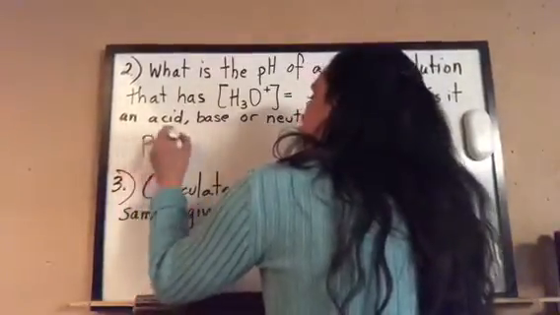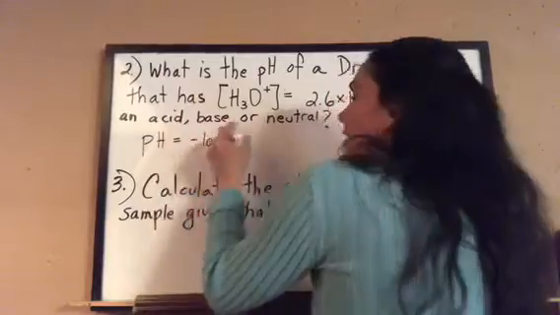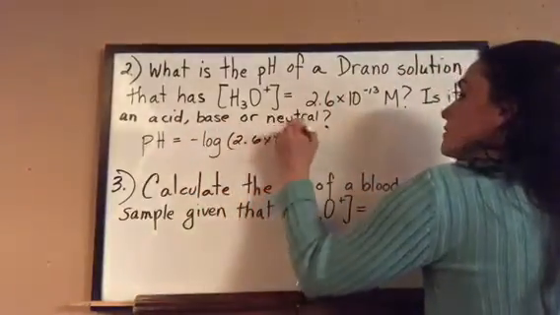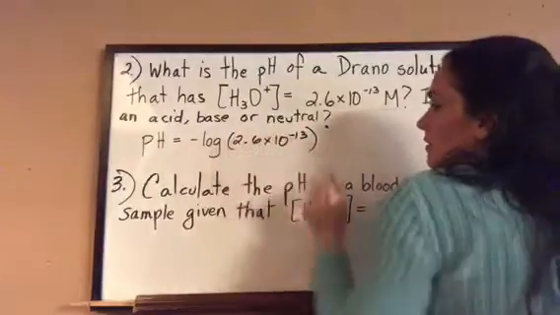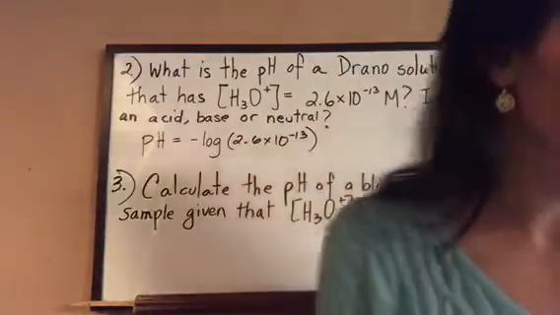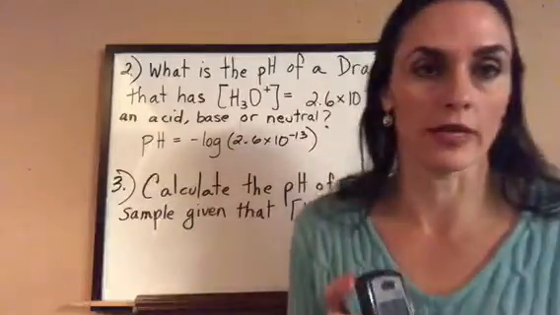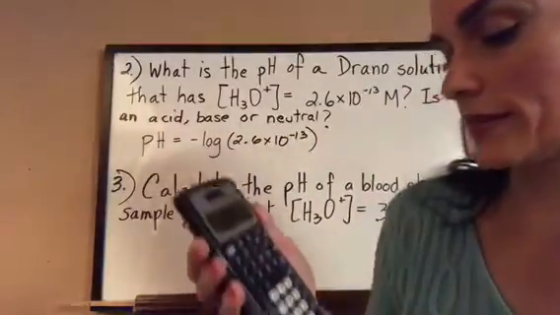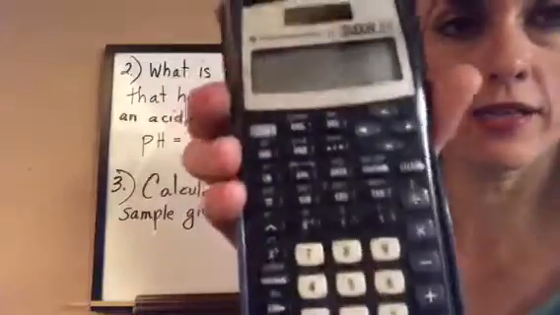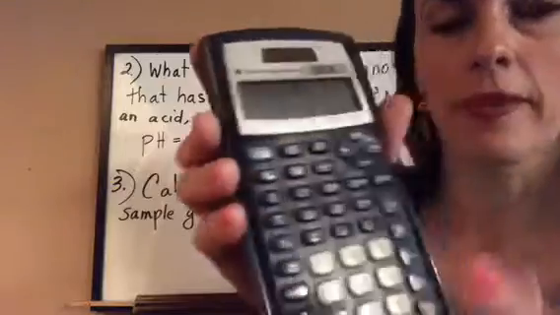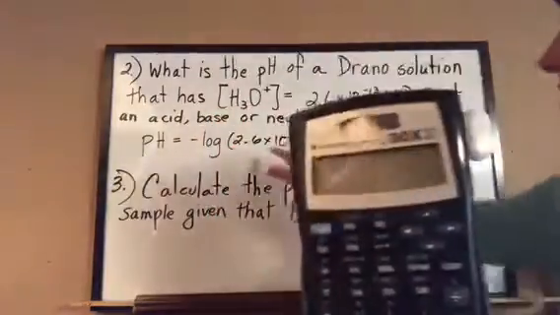pH equals the negative log of the hydronium ion concentration. 2.6 times 10 to the negative 13. Okay, yes, we have exponents for concentration values. We need to be able to enter them into our calculator to get the answer. So pH is the negative log, open parenthesis. Now I need to enter in the concentration.